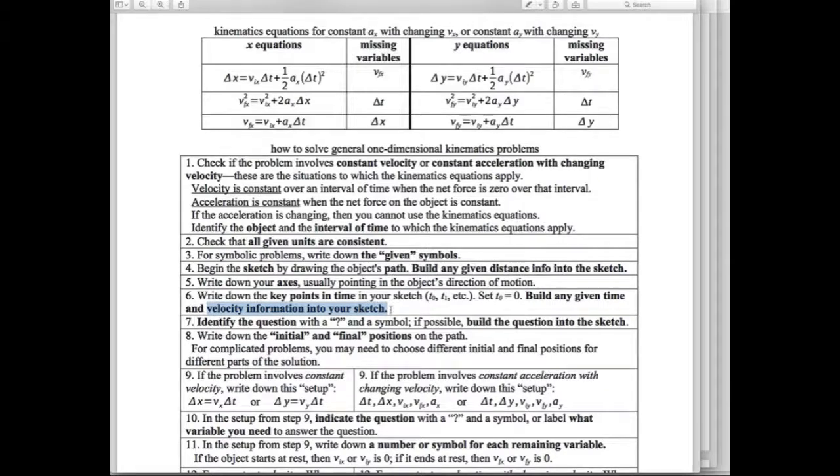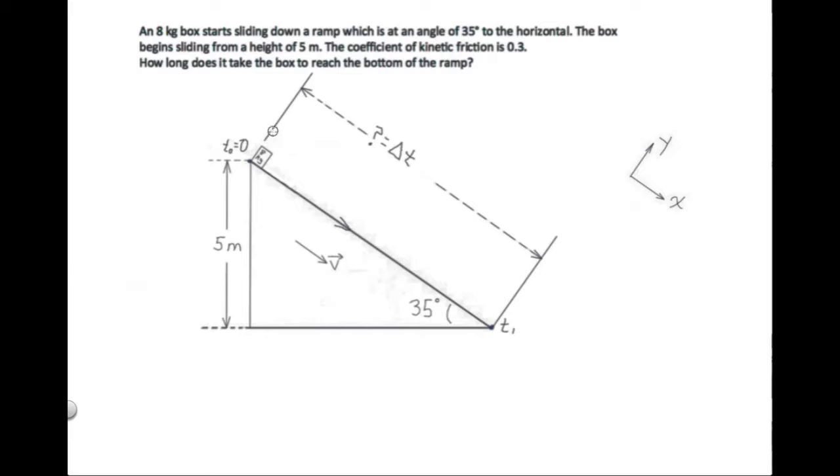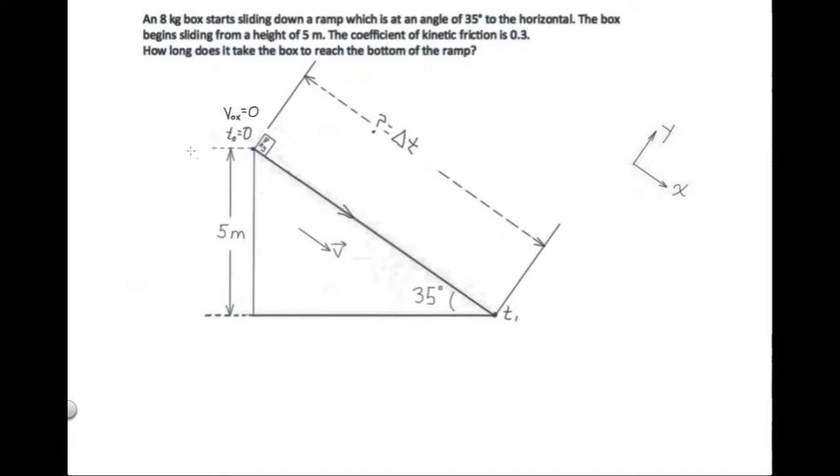So let's do that. Remember, we already noticed that this object is starting its slide from rest. When the problem says that the box starts sliding down the ramp, that implies that it starts sliding from rest. And that tells us that the initial velocity at the top of the ramp was 0. So let's build that into our sketch. I've built that into the sketch. The object is starting to slide from rest, so its initial speed is 0. But the speed is the magnitude of the velocity, so the initial velocity is 0.